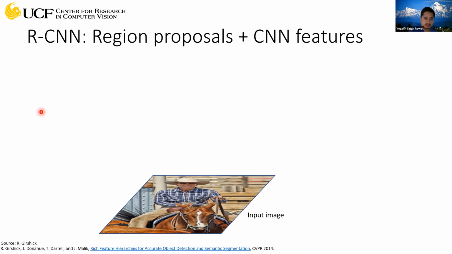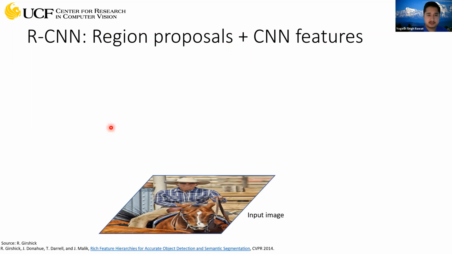Okay, so now we'll see, once we have that selective search algorithm, which can give us proposals in any given image, how we can use that kind of input to do object detection. The first method we are going to look into is a region proposal CNN. This is called RCNN.